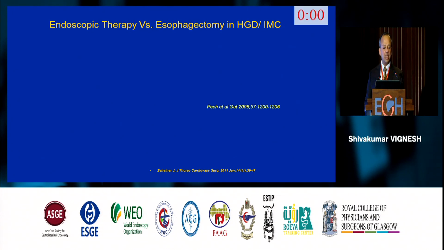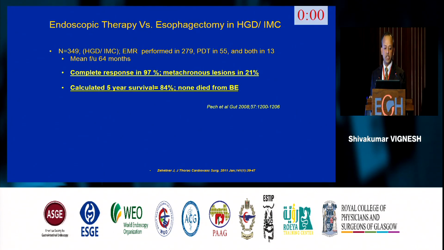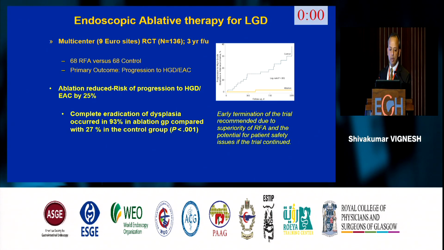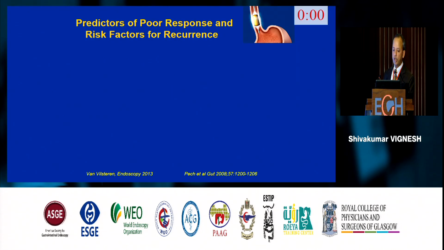What about multimodality endoscopic therapy versus esophagectomy? This is an old study with PDT and EMR. You see complete response 97, 5-year survival is excellent. And another study with EMR, RFA, and esophagectomy, no morbidity with endoscopic, 40% with surgery, similar survival. And low-grade dysplasia, same theme, multi-center European trial, low-grade dysplasia, and the outcome was progression to cancer. You see it reduced by 25% and significant difference in the two arms. Stricture was high for some reason, responded to dilation.